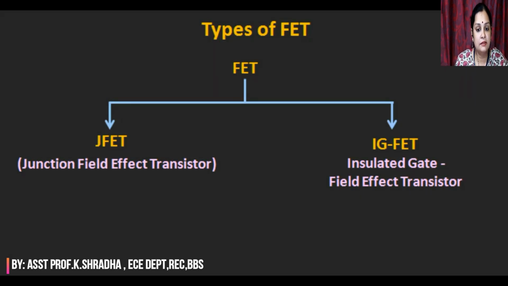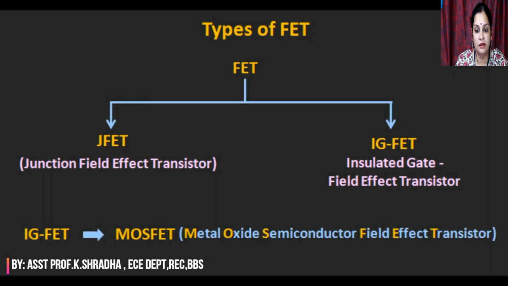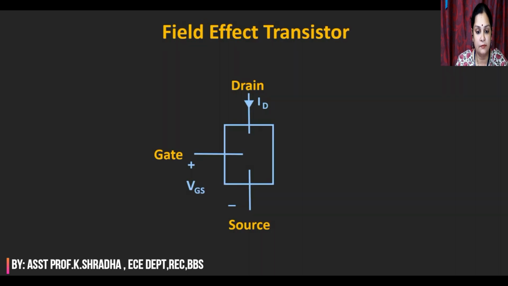Now let us see the different types of FETs. So basically there are two types of FETs. The first is the junction field effect transistor or JFET, and the second type is the IGFET, also known as the insulated gate field effect transistor. And the MOSFET is the most common type of IGFET. So let us briefly discuss the two types of FET.